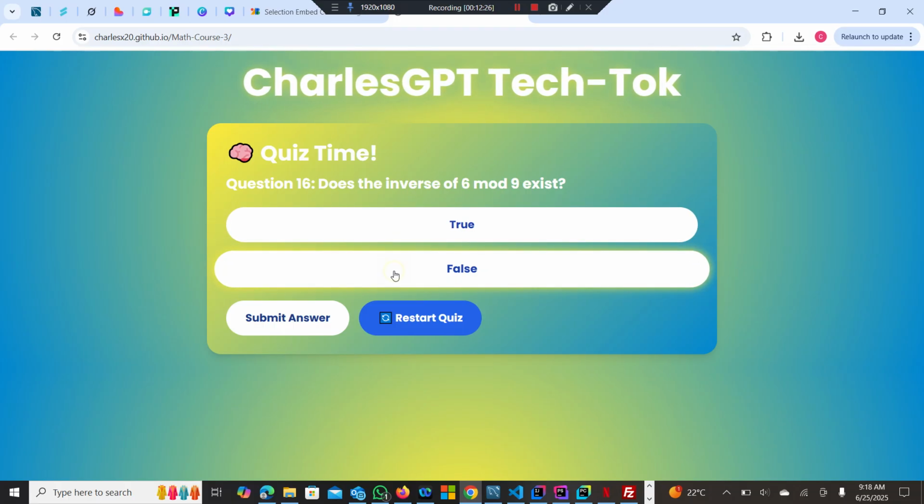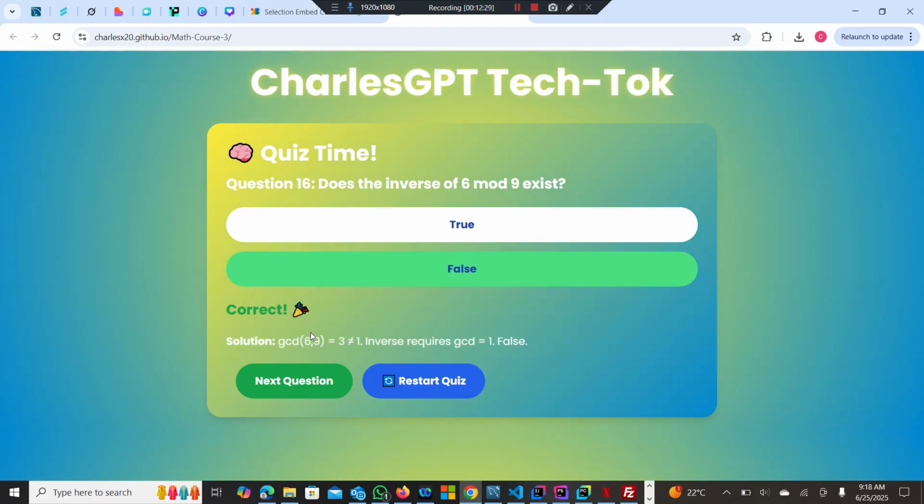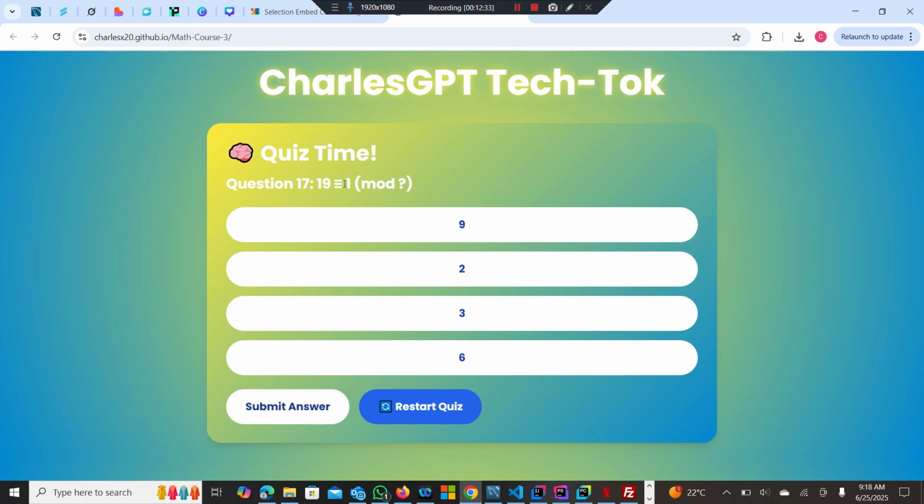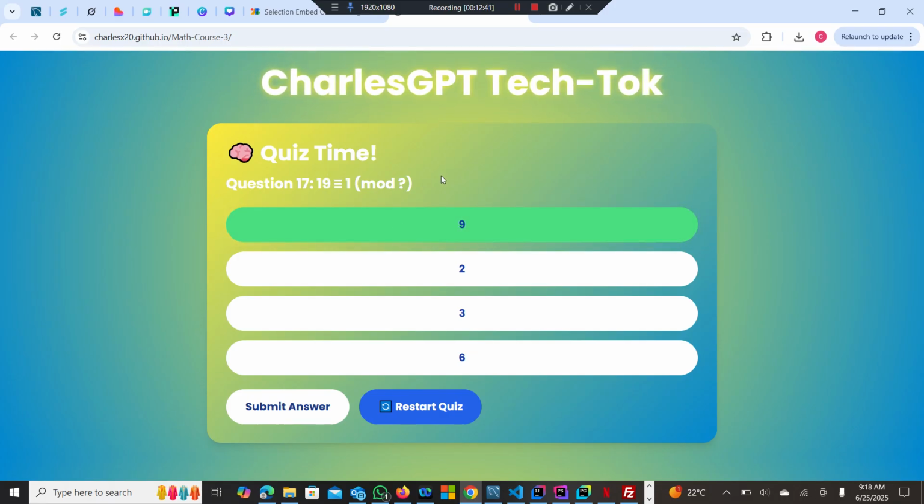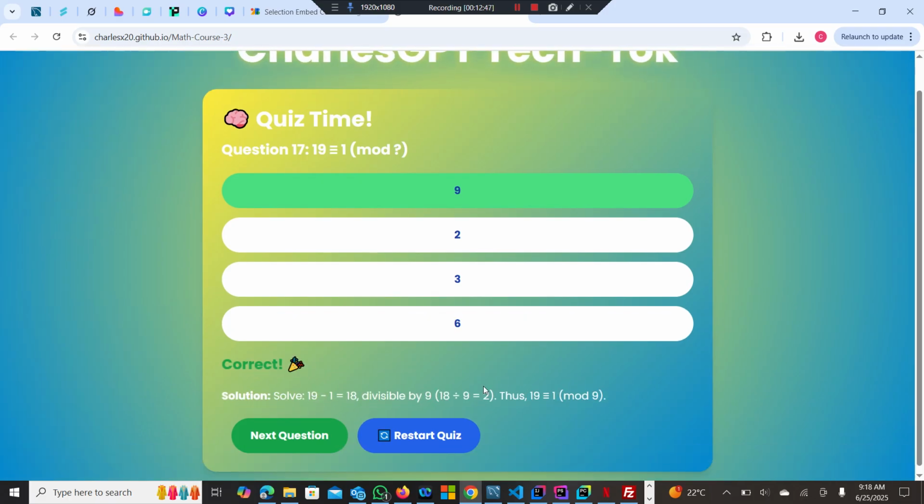No, it doesn't exist. You can't inverse this. It needs to be like mod plus 1 or something. So next question, this would be 19 divided by what will give you a remainder of 1. So 19 divided by 9, because 19 divided by 9 is 18, remainder 1. So that's the answer, 9. You see, and it gives you a detailed solution there.